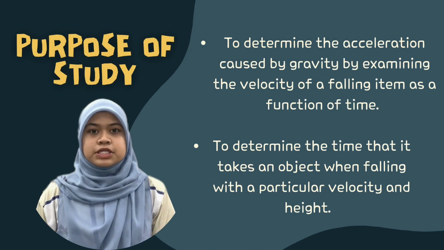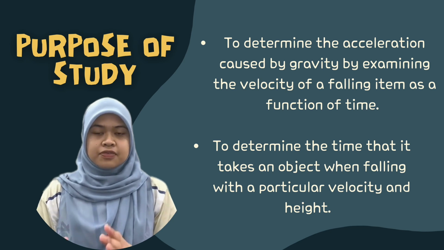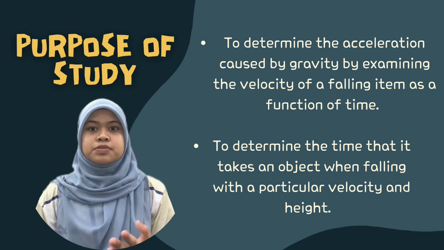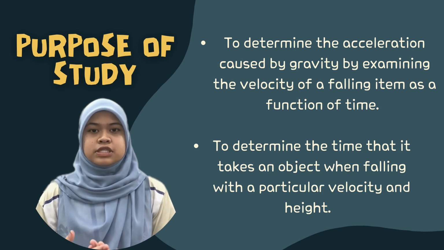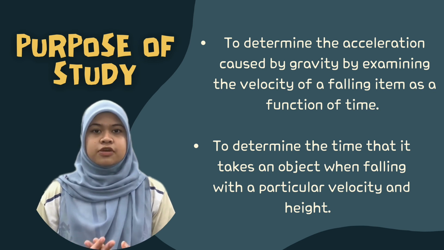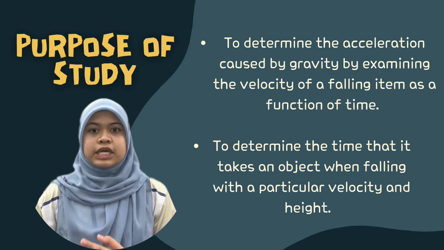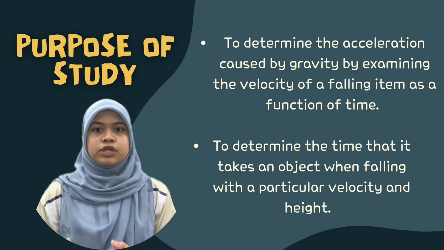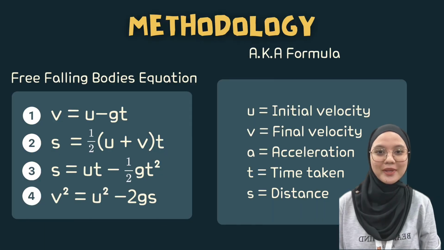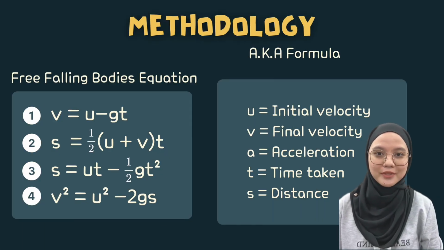Now I'm going to explain the purpose of study. First, to determine the acceleration caused by gravity by examining the velocity of a falling item as a function of time. Second, to determine the time that it takes an object when falling with a particular velocity. So we have four formulae that we use in free fall body motion.